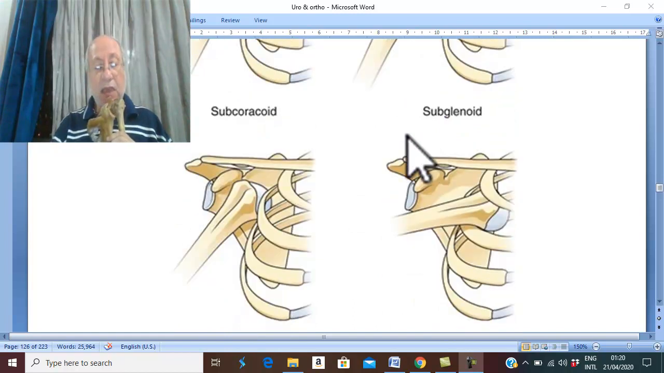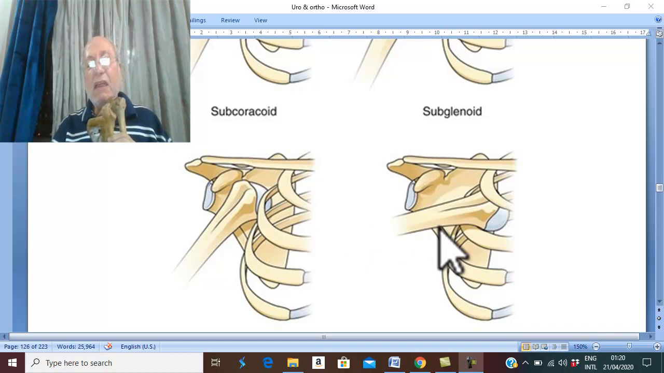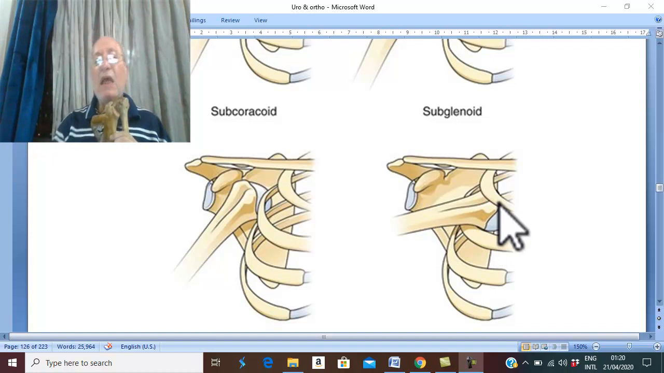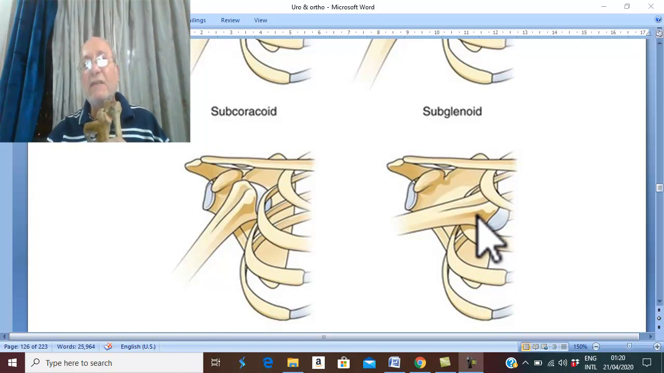Or the head of the humerus may be displaced medially, very deep inside the axilla, below this bone. What is this bone called? Clavicle. Therefore, the head of the humerus below the clavicle is called subclavicular dislocation. Very rarely, the head of the humerus may enter between the second and the third rib, and this is called intrathoracic dislocation, and this is very rare.